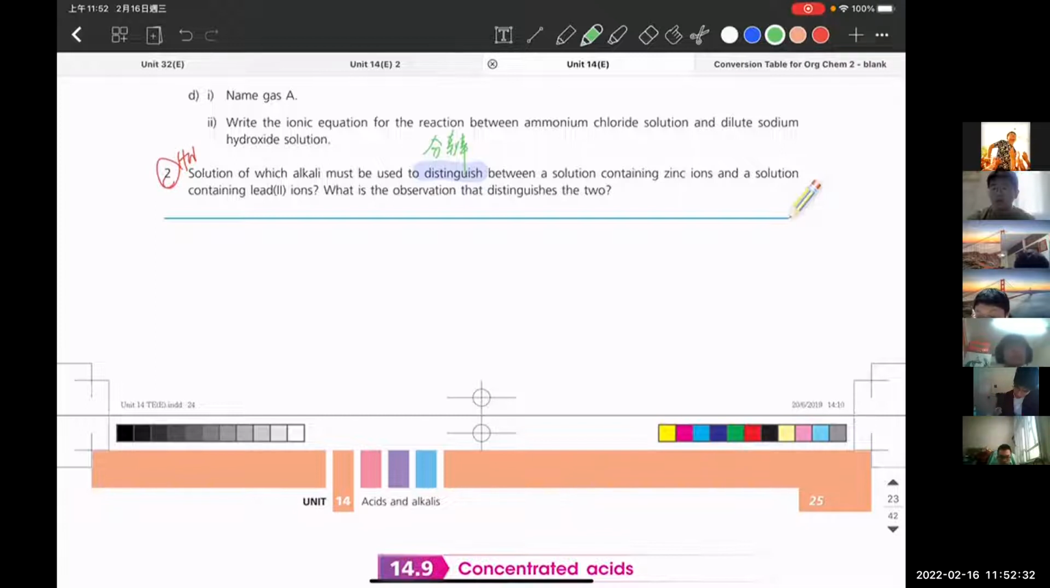As said before, for the students who come, could you please open the camera? Chen Jiaming, Hin. Can I have Chen Jiaming tell me your understanding about question 2? What do you think? What alkaline can be added to help you distinguish whether the solution contains zinc ions or lead-2 ions?